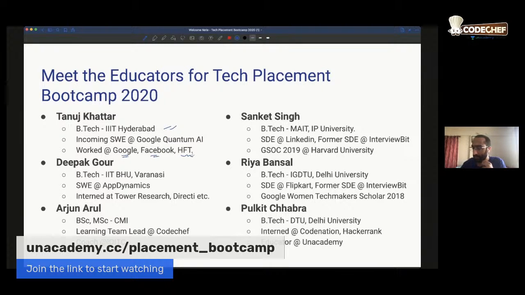Similarly, there are other educators who've had very good experience working at companies, and who have also done many internships. For example, Deepak is from ITBHU. He is currently a software engineer at App Dynamics. He's also done internships at Tower Research, DirectI, etc. Arjuna will be taking a few sessions.